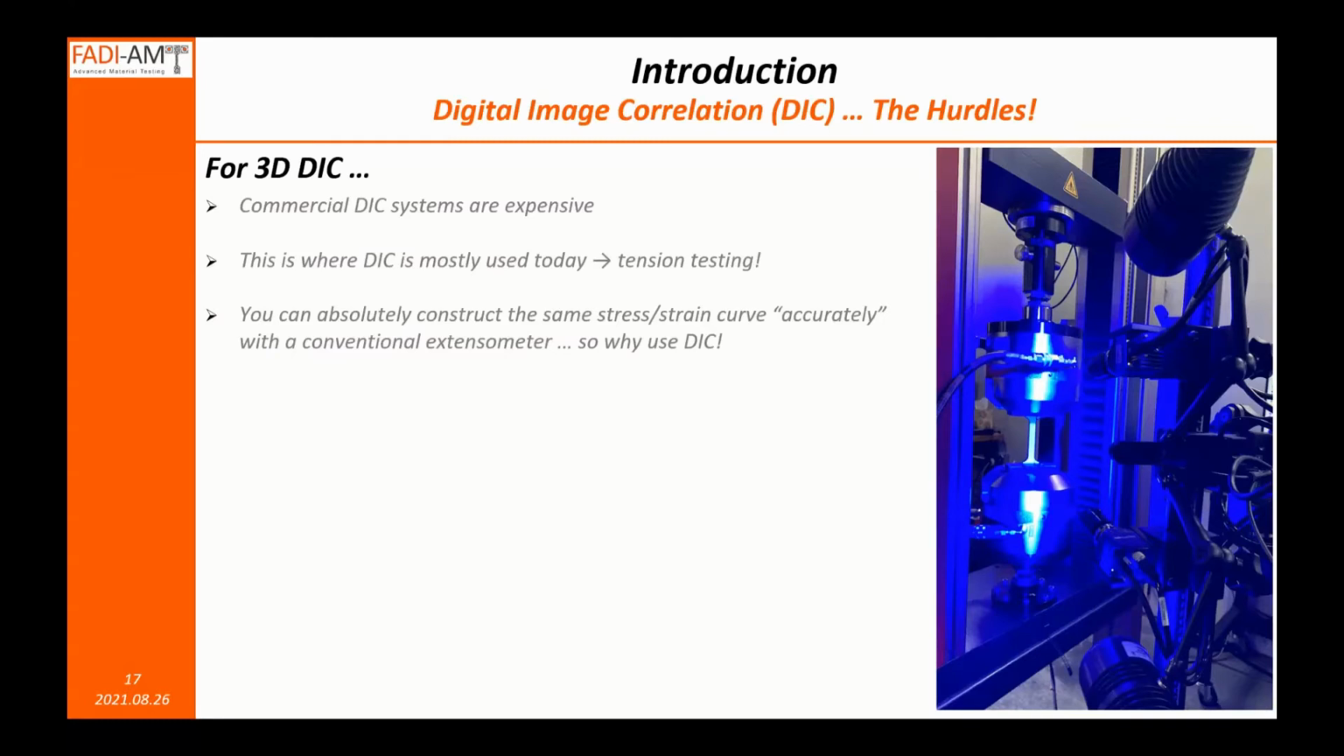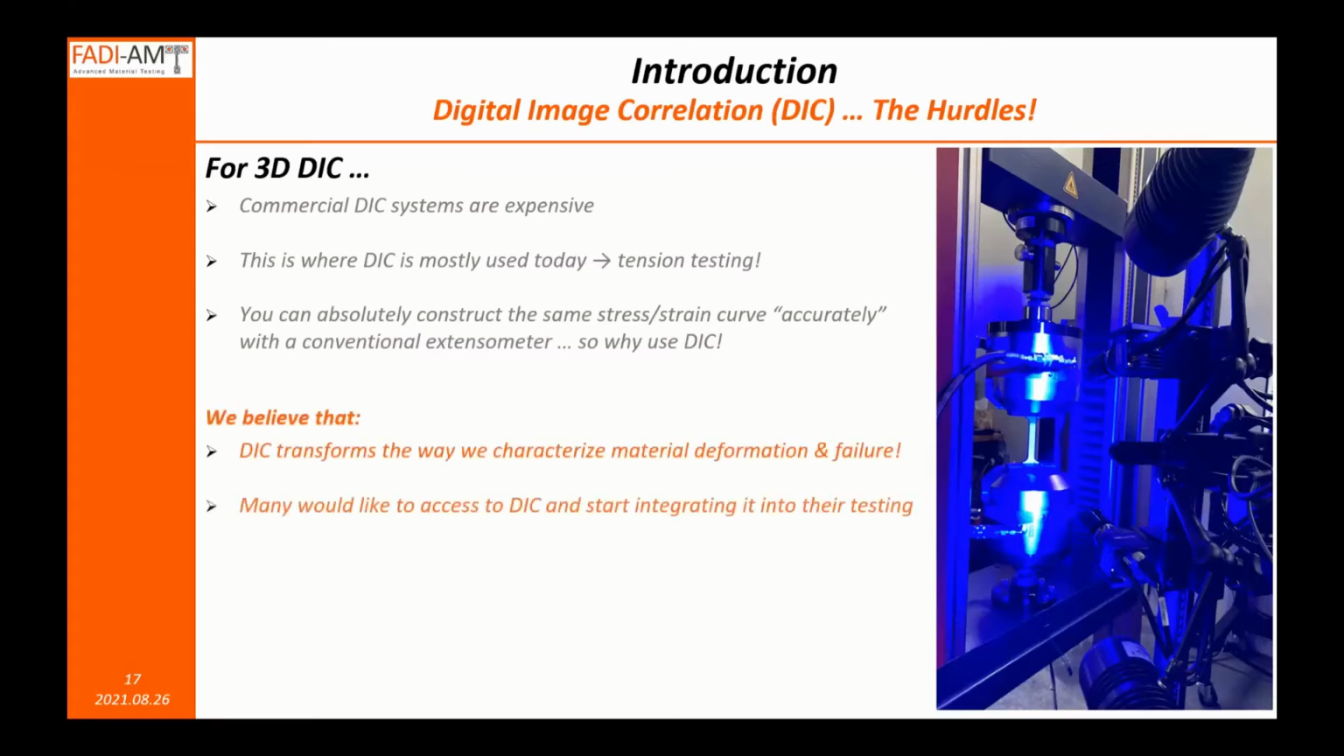And finally, there is an argument out there that the stress strain curves, if you talk about the tension test, can be constructed without a DIC, and that's absolutely true. You can construct the same stress strain curve with the same accuracy from a typical extensometer. So why bother with this expensive technology that we call DIC? The answer to that is, of course, dependent on different opinions. We believe that regardless, DIC still is powerful, transforms the way that we characterize material deformation and failure. It gives us insights, information that is beyond just curves.